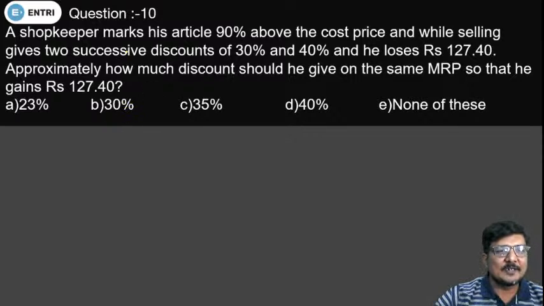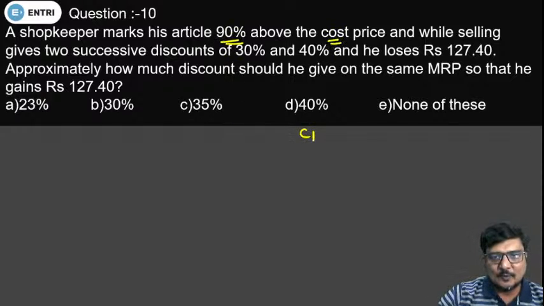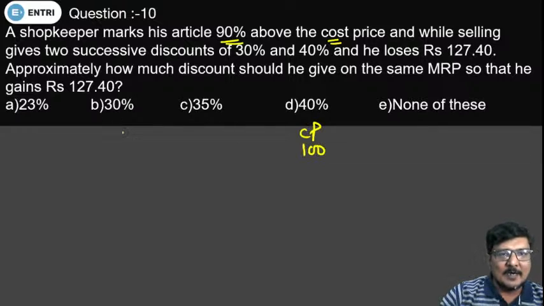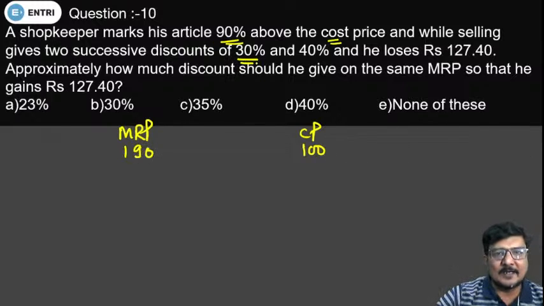Okay, so what is the question saying? The question says the shopkeeper marks his article 90% above the cost price. It means if we assume CP to be 100, the MRP will be 190. And he gives two successive discounts of 30% and 40%, which means the selling price will be given by 190 into 70 into 40. This calculation will give you your selling price.